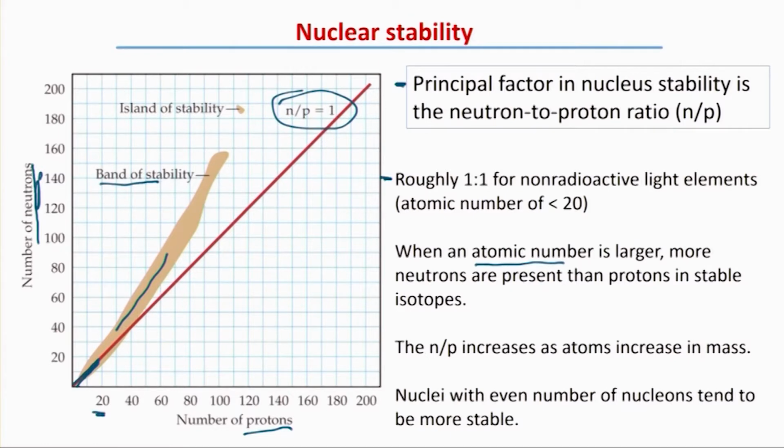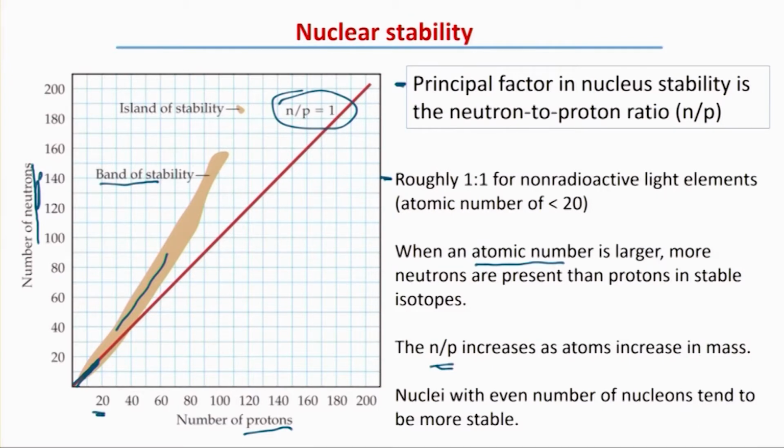So the N to P ratio increases, and so it's more stable as you need more neutrons for all these extra protons you have. So the more protons, the more repulsions you have, the more neutron glue is needed. And so when you have atomic numbers greater than 20, now this ratio is higher than a 1-to-1 ratio. All right, that was that one.